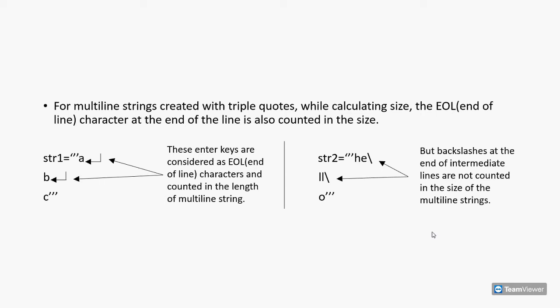So HE would count to be 2 characters, double L another 2 characters, and O a single character, which would result into a total of 5 characters. So both these strings str1 and str2 will have a length of 5. So let's go into Python and see the length for ourselves.